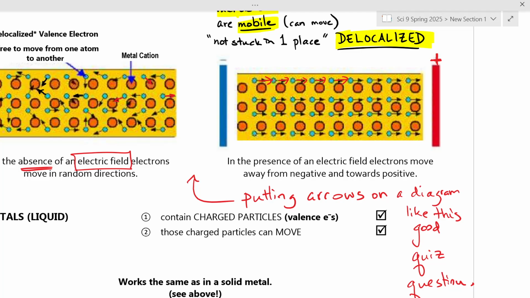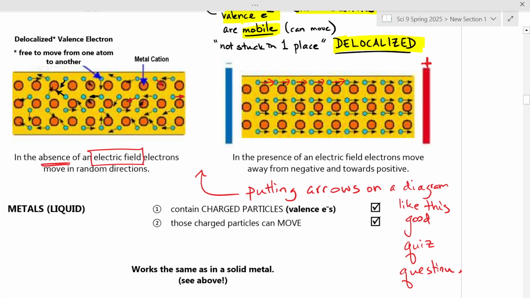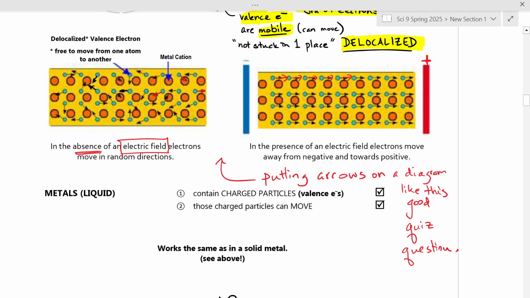Now, I'm not sure when you would have a situation like this, but if you have a metal that happens to be liquid, it still has mobile valence electrons. So liquid metals are also conductors. And once again, I'm not going to demonstrate a liquid metal because hundreds of degrees Celsius, dangerous. But liquid metals, just like solids, they have mobile valence electrons.